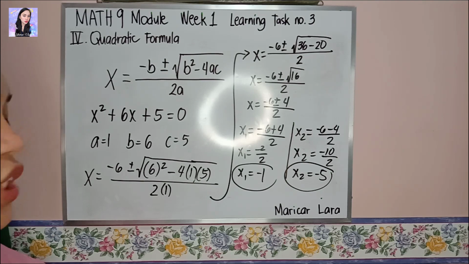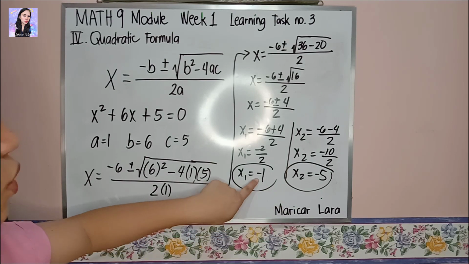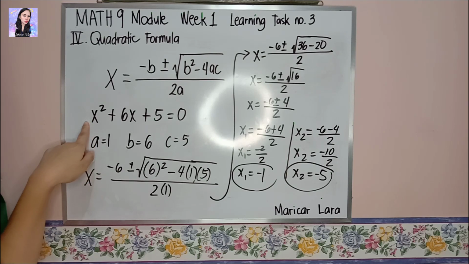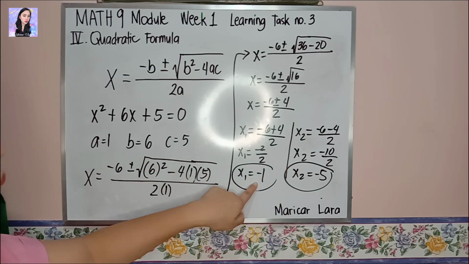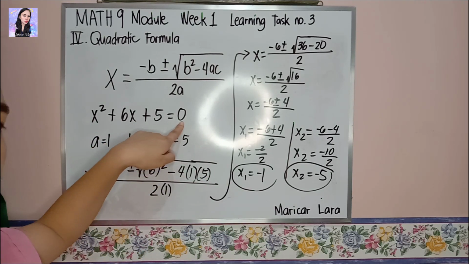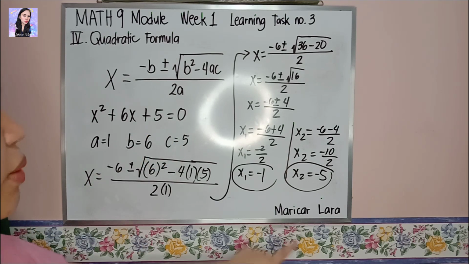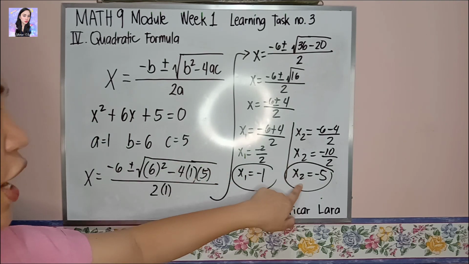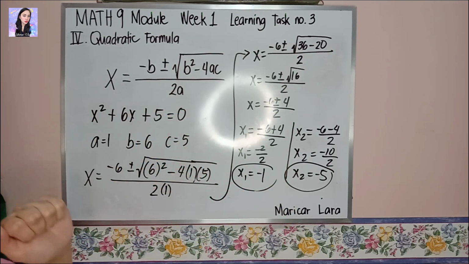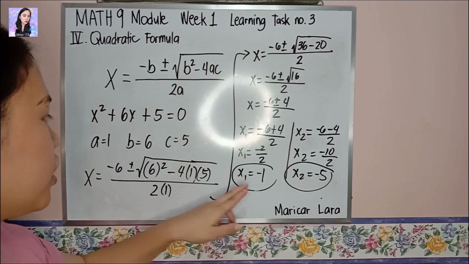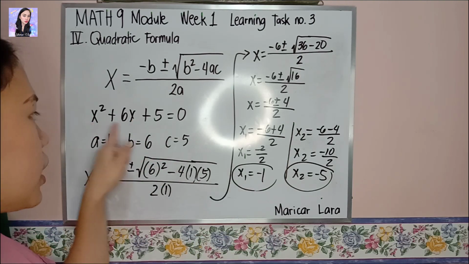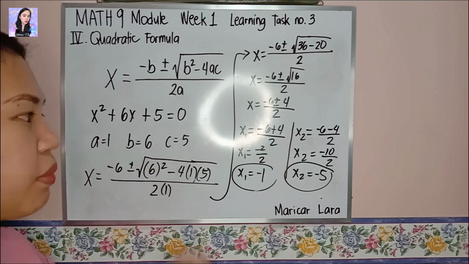So, kung gusto nyo i-check kung tama yung sagot natin, etong negative 1, ipapalit nyo lang dito sa original equation. Lahat ng x gagawing negative 1. Tapos, dapat mag-equal sa 0. Ibig sabihin, tama. Or, pwede din namang negative 5. So, lahat ng x gagawing negative 5. Tapos, dapat mag-equal din sa 0. Pero, bawal na yung isa negative 1, tapos itong isa negative 5. Hindi pwede. Dapat yung negative 1 ng lahat. Kung negative 5 ng lahat.